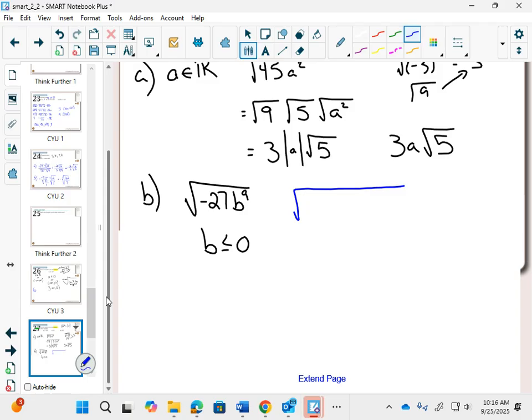27. Is there a nice number, perfect square that hits 27? 9 and 3. So I can do 9 and 3. I'll write the 3 as negative 3 in brackets. And then the b to the 9, I'm going to write as b to the 8 and b. Because if it's an even number, you can bring it out in front.